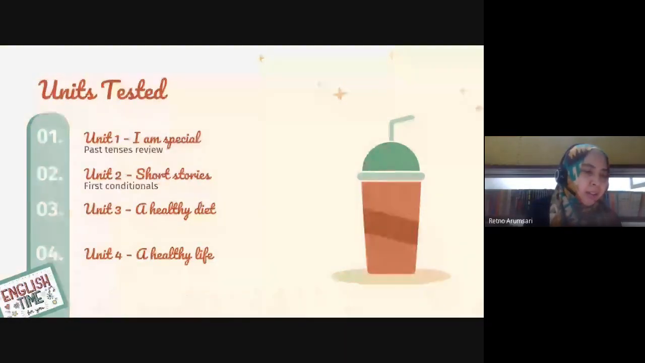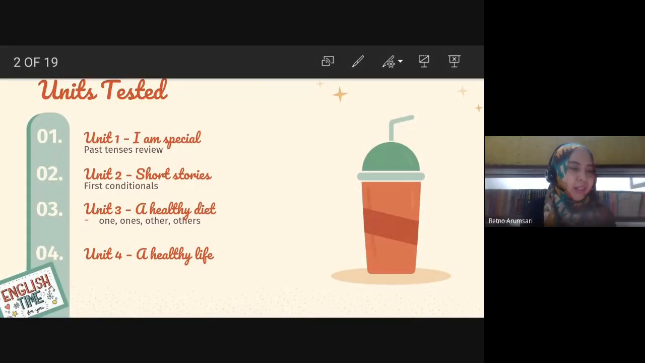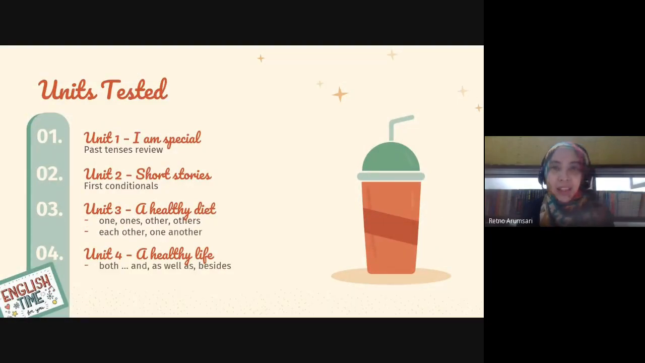Unit 3 is about one, the other, others, each other, one another. And Unit 4 is about both, as well as, besides. And the last one is so that, in order to, and so as to.